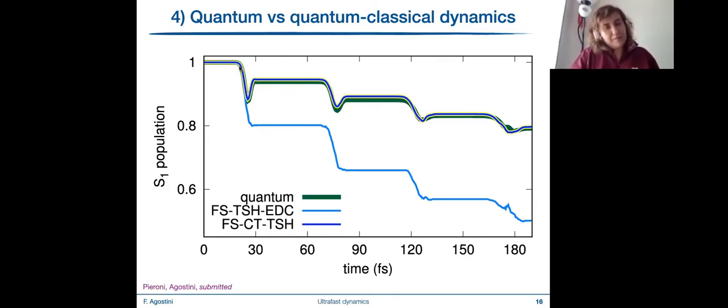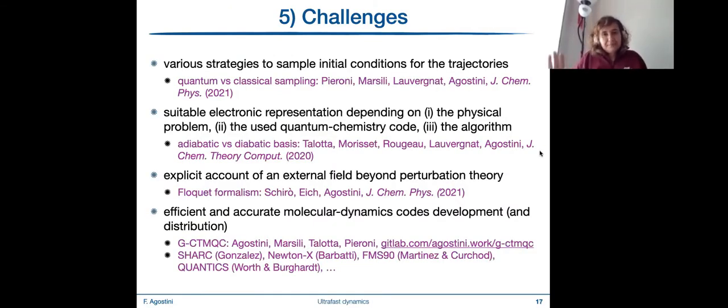Every time a nuclear wave packet goes through the coupling region, there is population exchange towards the ground state, and so the S1 loses some population. With the independent trajectory approach, the electronic state loses too much population, while by including the coupling among the trajectories, we manage to stay very close to the exact results. And so this is everything for the application part.